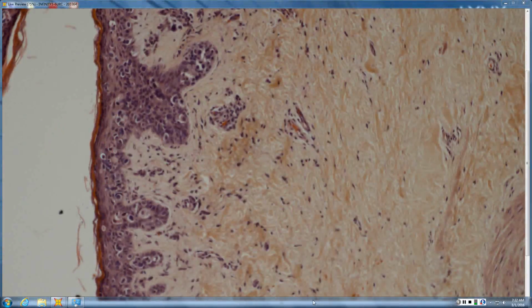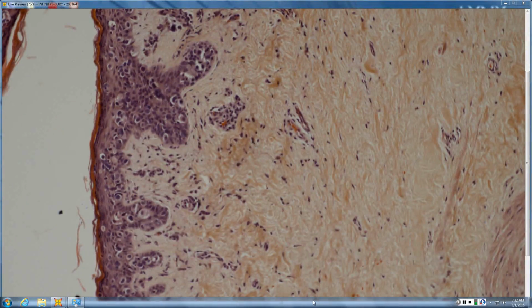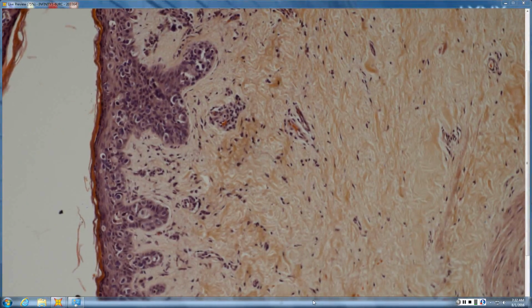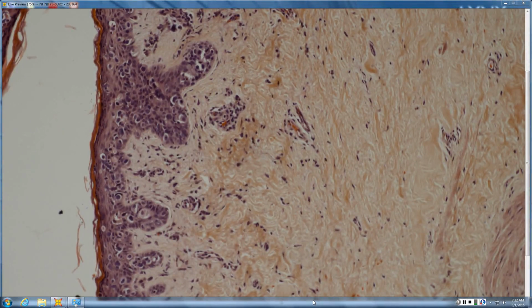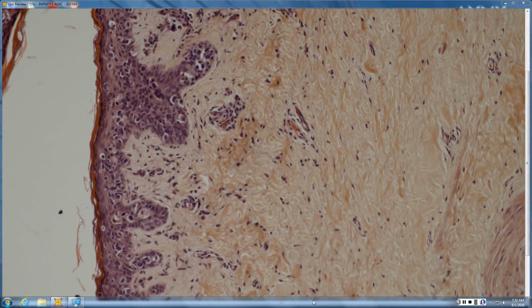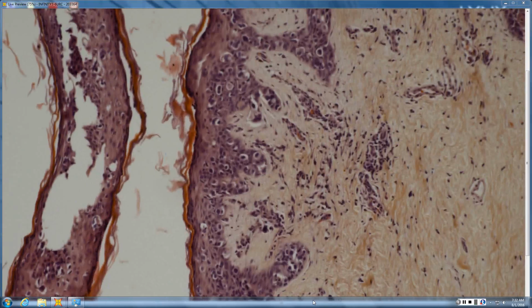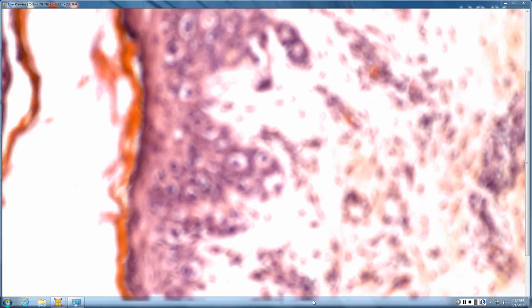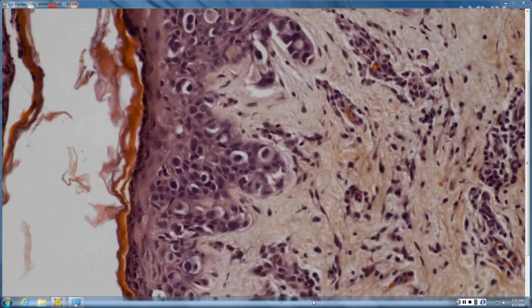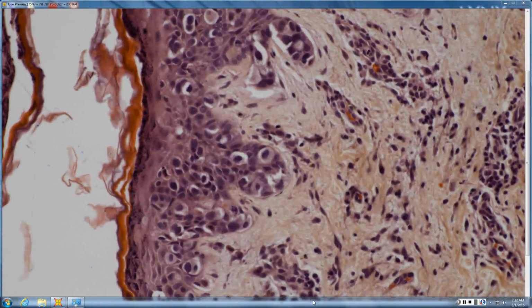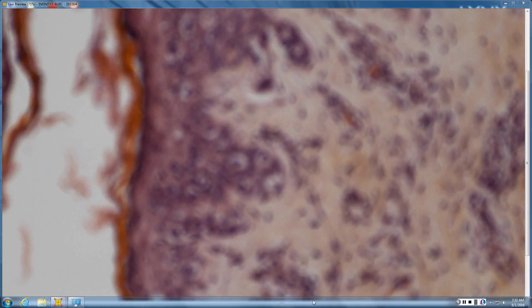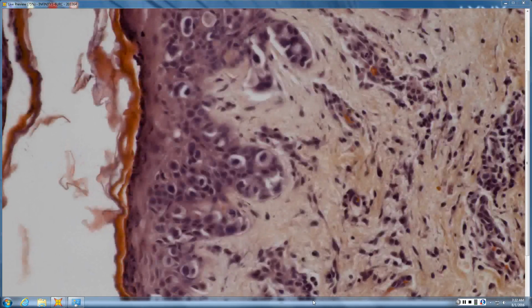Why is it referred to as a pagetoid spread? Because it resembles Paget. Because it's what you see in Paget's, yes. So pagetoid or buckshot scatter spread can be seen in melanomas, can be seen in Paget's, can be seen in Bowen's. So of those, which do you think this might be? I'm thinking this. I'm leaning towards melanoma here.